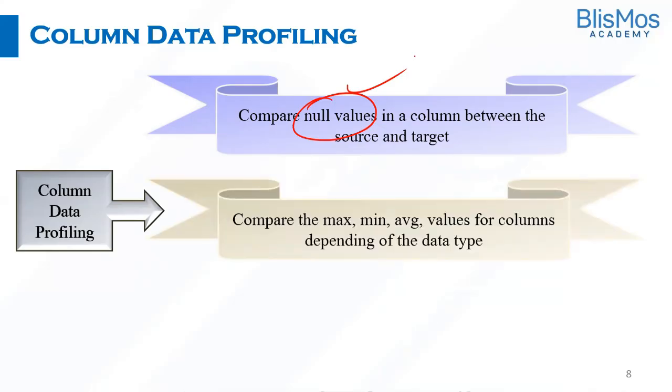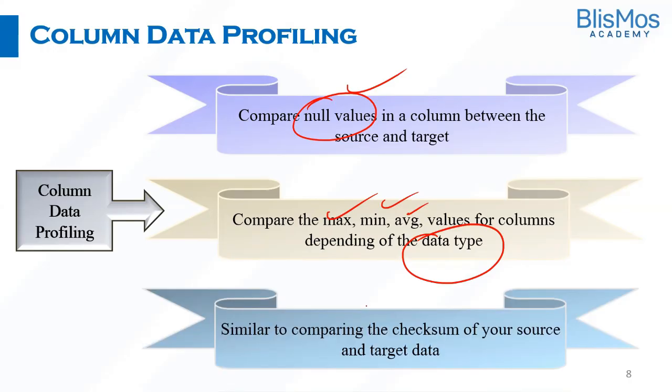One more way is to compare only the maximum, minimum, or average values for the columns, depending upon the data type. If you have numerical values, you can go ahead and get the maximum, minimum, and average values of the source and target and compare them. That will reduce the number of records drastically.